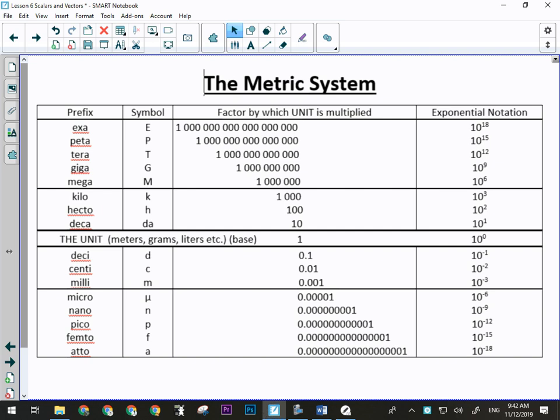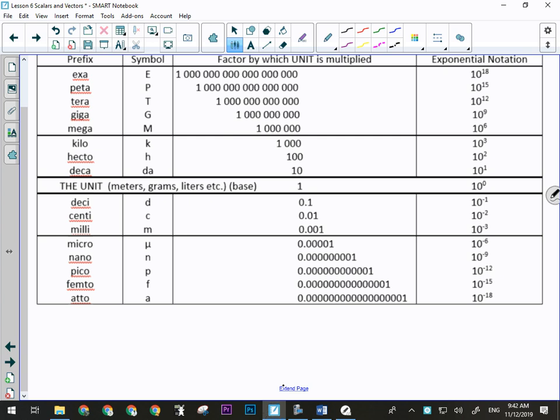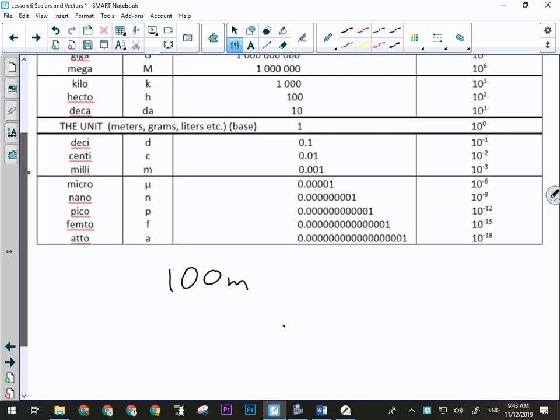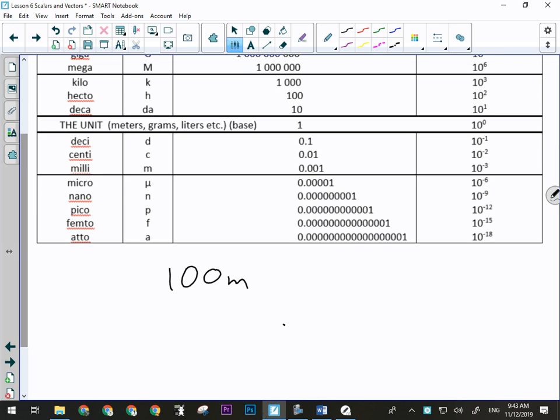So what we have to learn here, guys, is how these prefixes work. Every time you move from one prefix to the next, you're moving down a base of 10, at least through the first 6. Then after that, it goes down by factors of 1,000. So let's say I have 100 meters. If I have 100 meters, how many centimeters do I have?